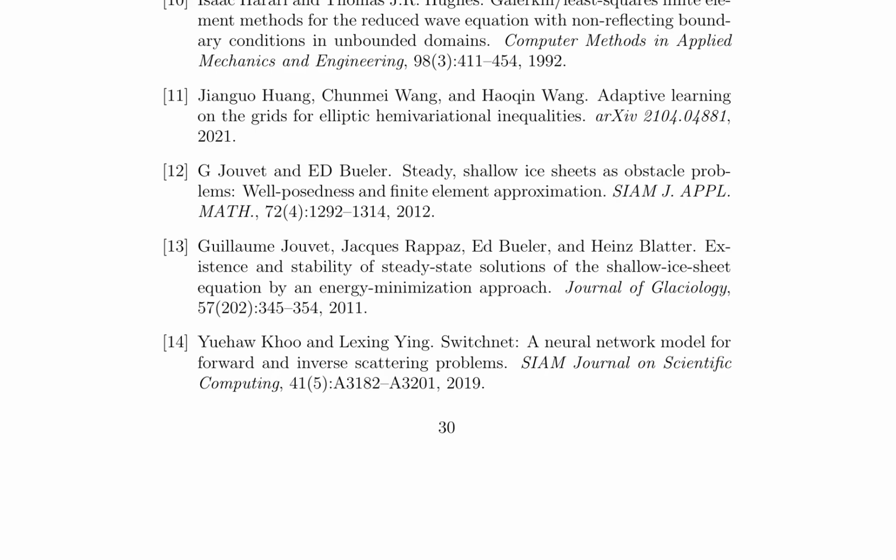Adaptive learning on grids for elliptic hemivariational inequalities. Adaptive learning on grids is a numerical method used to solve elliptic hemivariational inequalities. These inequalities involve both linear and nonlinear terms and are commonly encountered in mechanics, physics, and engineering. The adaptive learning approach involves dynamically adjusting the grid size and shape based on the solution to improve accuracy and efficiency.